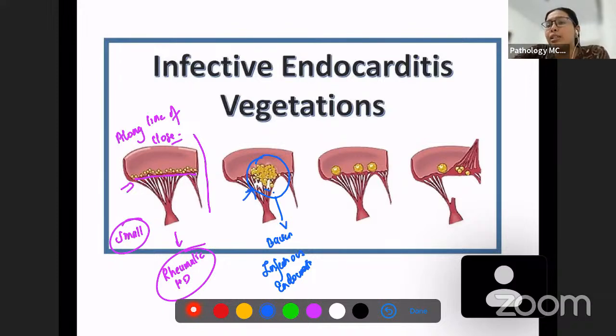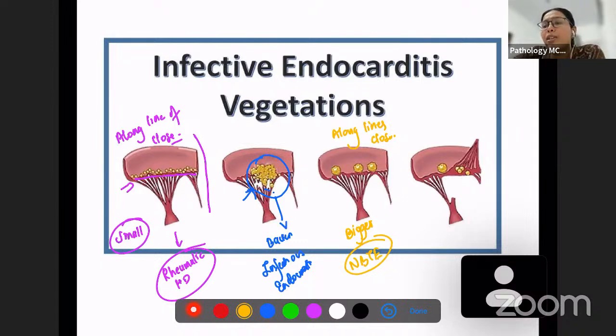You can see another type of vegetation here, again along the lines of closure. These are also along the lines of closure, but these are slightly bigger in size. And you can see they are not very destructive. So these are associated with non-bacterial thrombotic endocarditis.